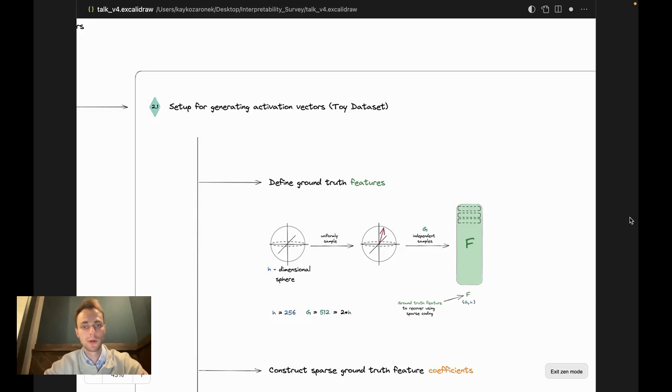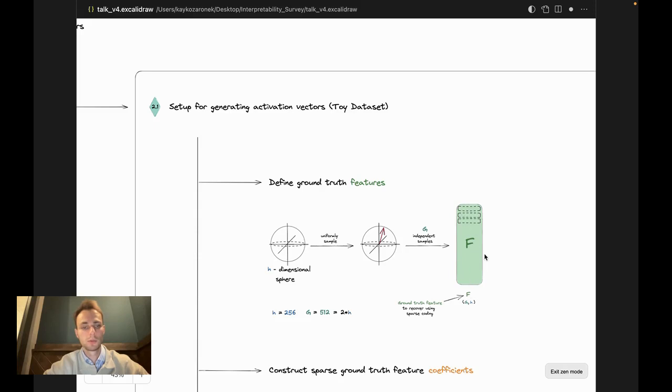To do so, the authors define ground truth features at first, before constructing a sparse ground truth feature with the coefficients, and then generating the activations. The way that they define the ground truth features is by sampling from a uniform h-dimensional sphere. What we get when we perform this operation a few independent times is the feature vector here, which is basically one that contains the ground truth features as rows.